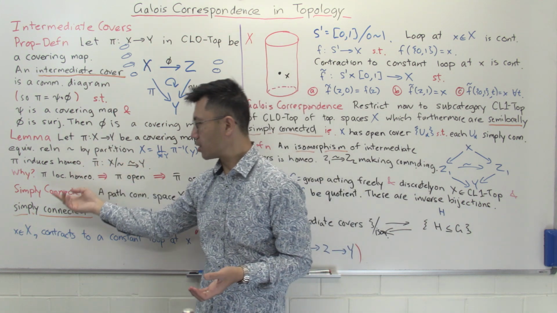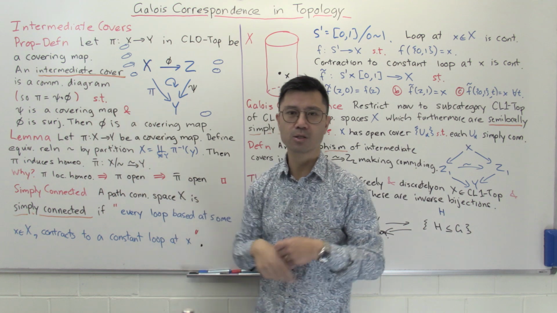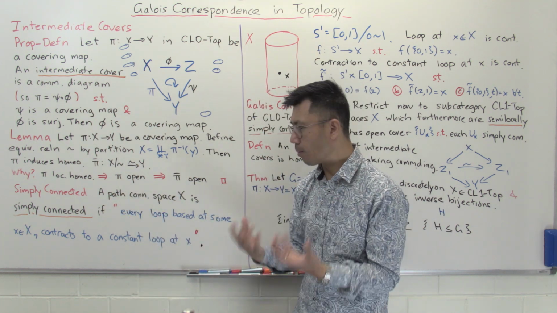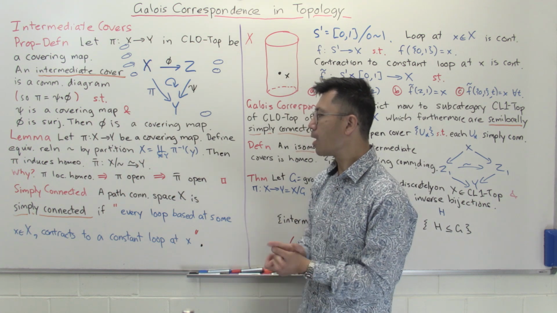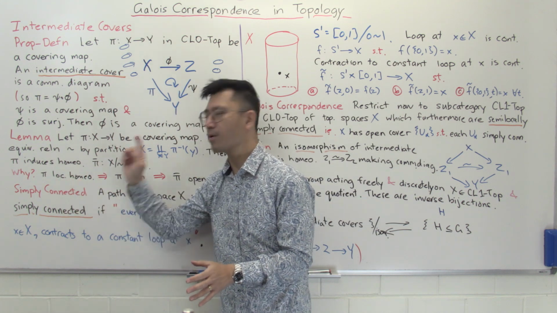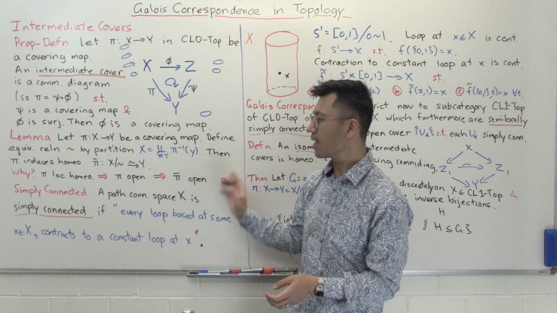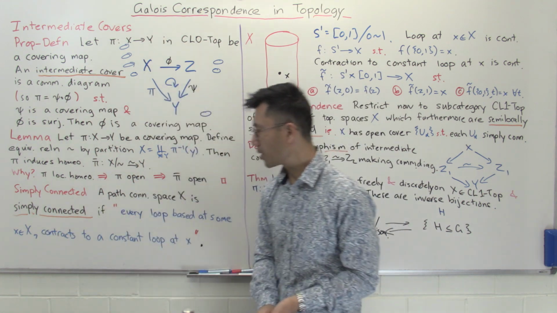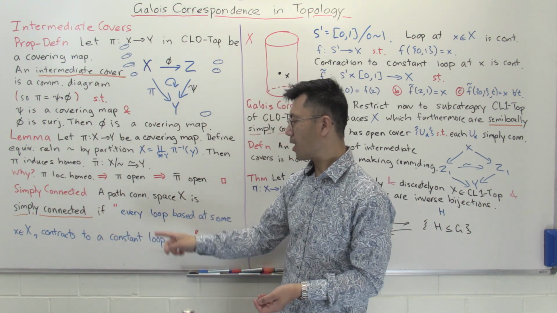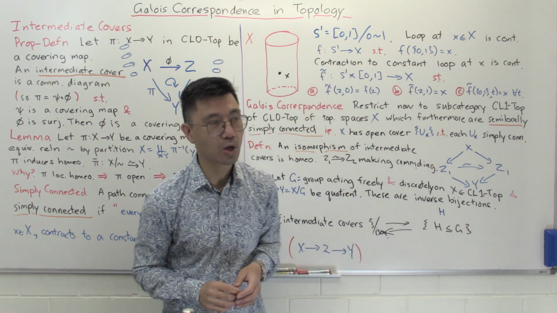So one of the notions that we need here is something called simply connected, and it's to do with studying topology in a homotopy sort of setting. I'll talk about homotopy later, but for the moment we just need this very simple notion. A path connected space X is called simply connected if every loop based at any point x contracts to a constant loop at x. That's quite a mouthful, so let's just see what's going on here.